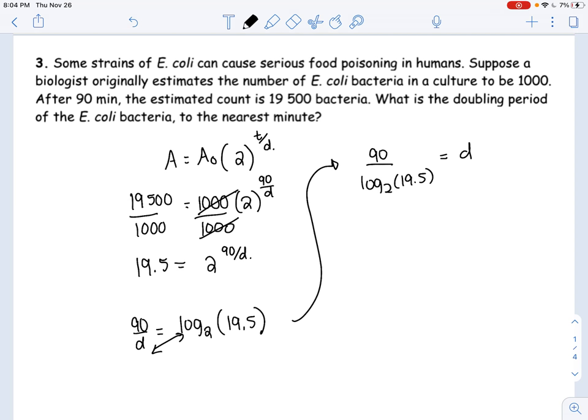Okay, so I get that it's going to take 21 minutes. So 21 minutes for your item to double. So every 21 minutes, your bacteria doubles in number. So it started off as 1,000, then it went to 2,000.